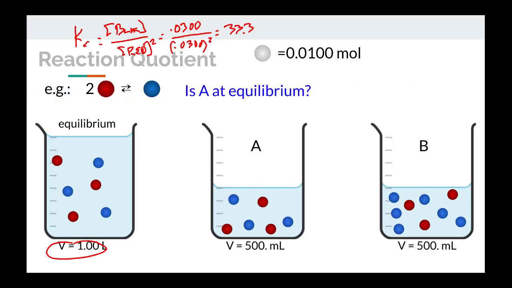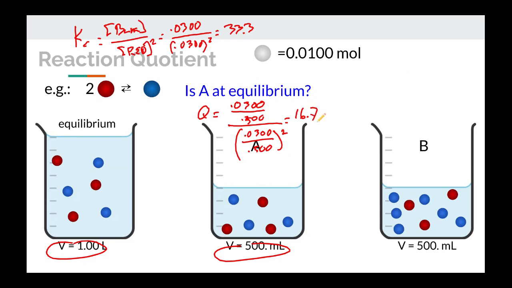The next question is, is A at equilibrium? Well, let's figure out what Q is. Q is going to be 0.0300 moles in a half a liter, because the concentration is going to be increased because the volume has decreased. And then in the denominator, we're going to have still 0.0300 moles over a half liter, and this is going to be squared. When we calculate this, we get 16.7. But remember, K was 33.3, so Q is not equal to K, so this is not at equilibrium.